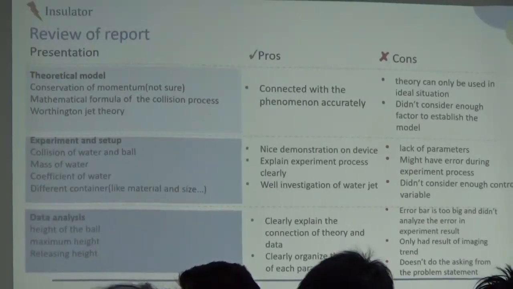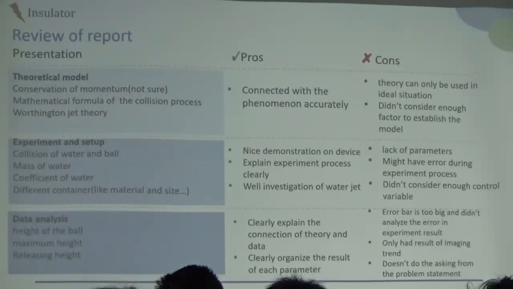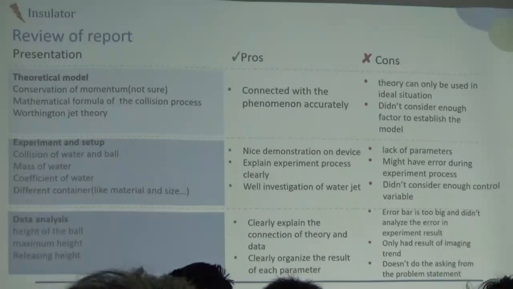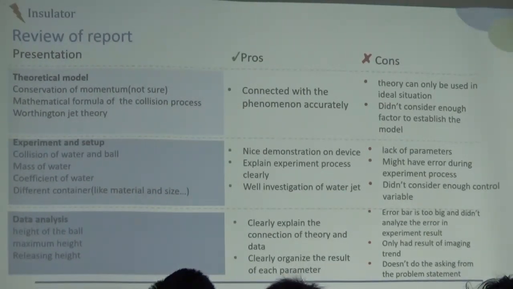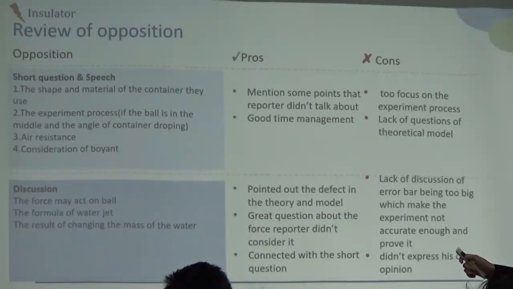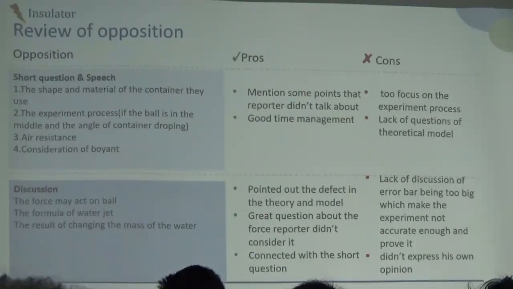And in data analysis, they have this data and clearly explain the connection of theory and data and organize the result of each parameter. But the error bar is too big and the error wasn't analyzed well, and there was only a result check and nothing done from the problem statement. For the review of the points and short question, they talk about the shape of the material, the experiment process, resistance and consideration of the points. And he mentioned some points that the reporter didn't talk about: good time management. He took two books at the experiment process and then mentioned the virtual model.